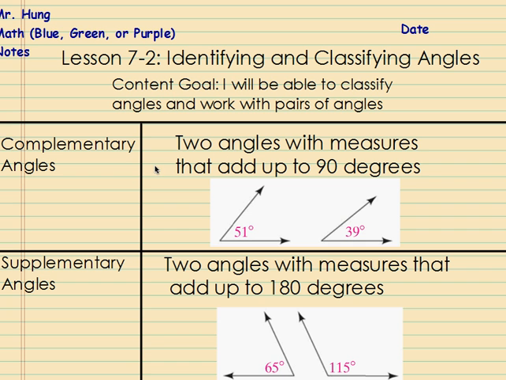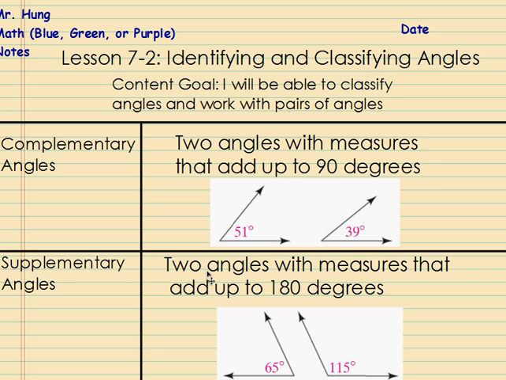Complementary angles are just two angles with measures that add up to 90 degrees. So for example, this angle measures 51 degrees, and this angle measures 39. These two are complementary because they add up to 90 degrees.